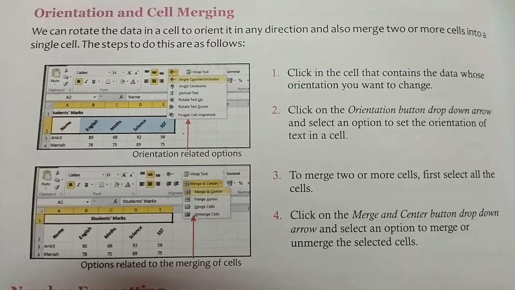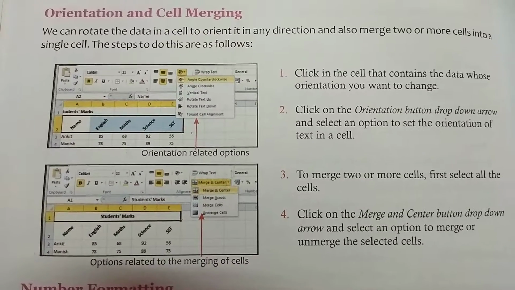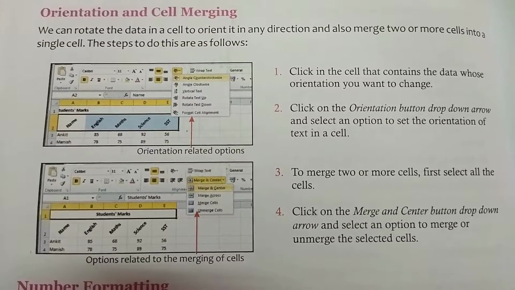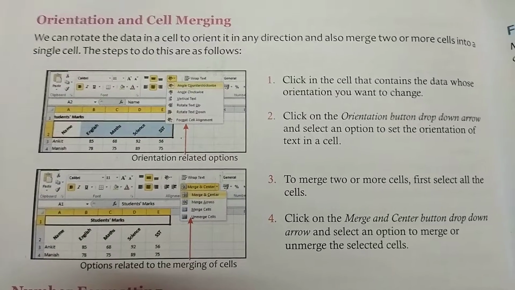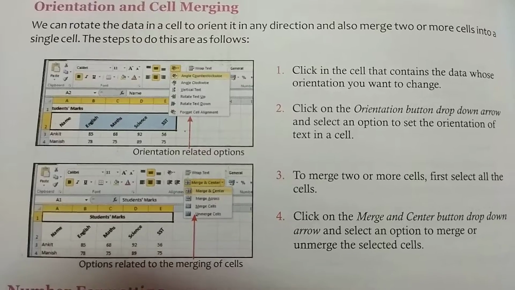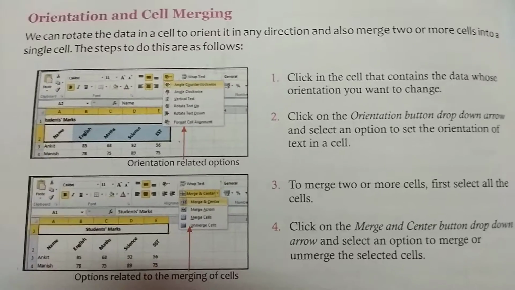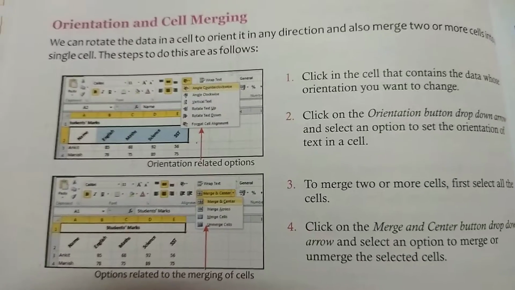Next, to merge two or more cells, first select all the cells, then click on the merge and center button's drop down arrow, and select an option to merge or unmerge the selected cells. So these are the options related to merging of cells. Clear? You will apply orientation and cell merging practically.